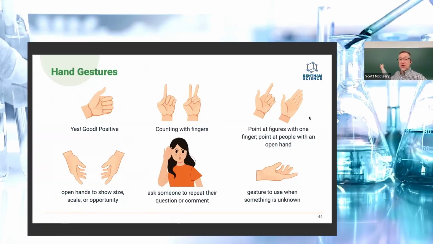If you're pointing at figures and you want to zero in on something, it's great to use a pointing finger. But I often see people at the conferences saying, next question, you. Not very comfortable, is it? So open hands are great for pointing at people. You can use your finger for pointing at figures.